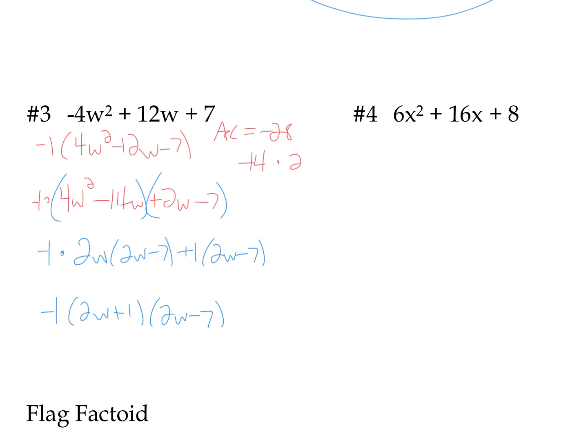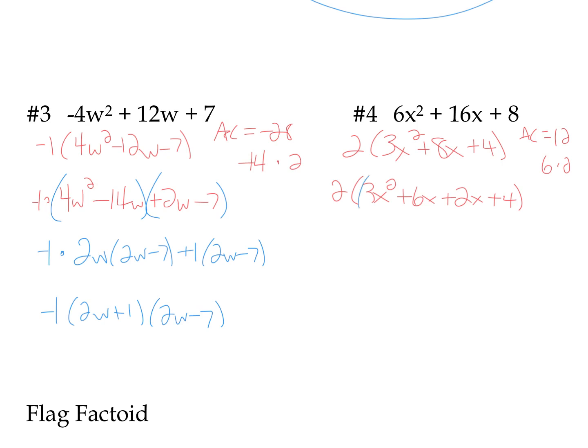So here we're going to factor out a 2. I'd factor out a 2, and I'd have 3x squared plus 8x plus 4. Now my AC is for after we had factored out the 2. So 3 times 4 is 12, and I want factors of 12 that add up to 8. So that's 6 and 2. So I'm going to have 2 and then 3x squared plus 6x plus 2x plus 4.